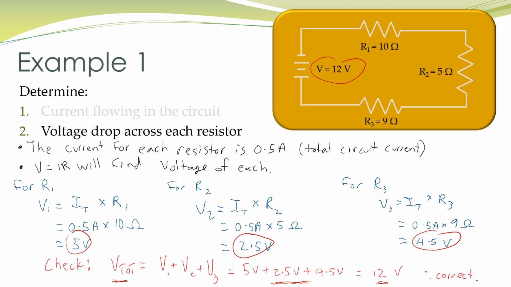You can clearly see that if we'd have worked out resistance 1 and 2, we could have just subtracted those from the 12 volts to find the last one on resistor 3. It would work the same way. Okay, that is series circuits.